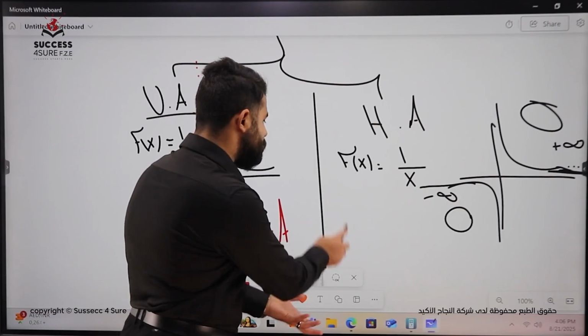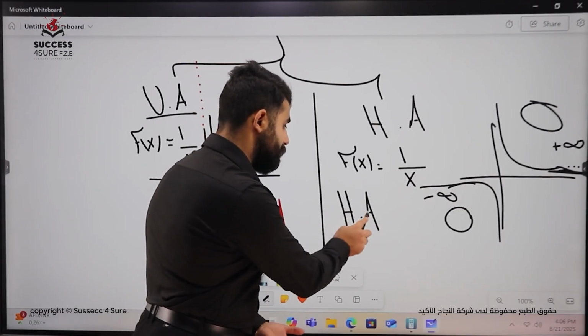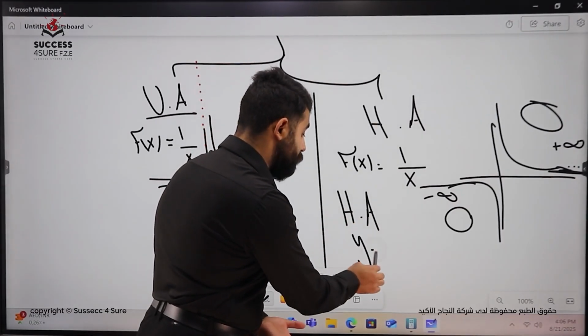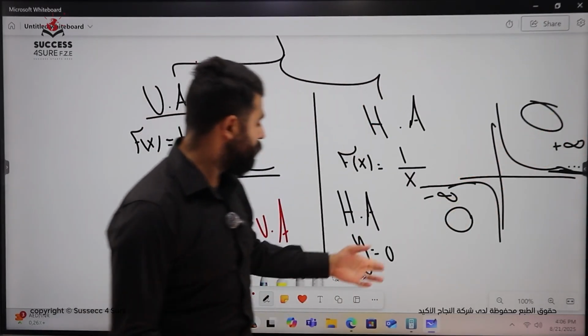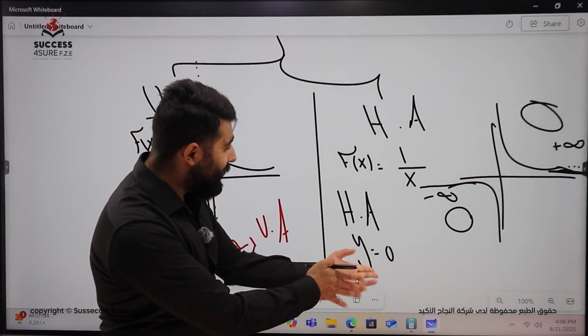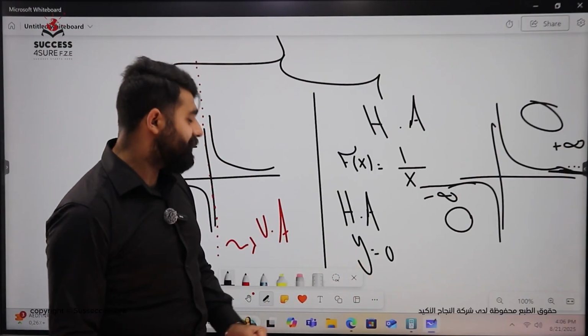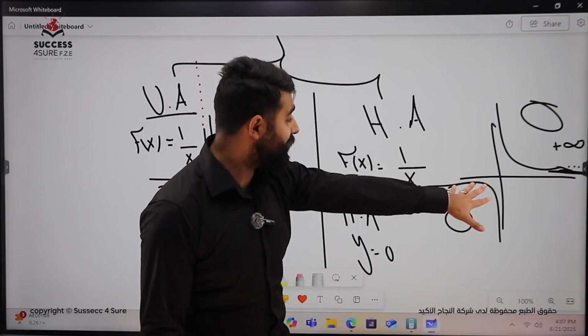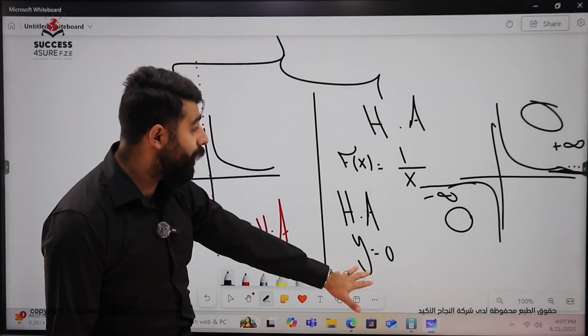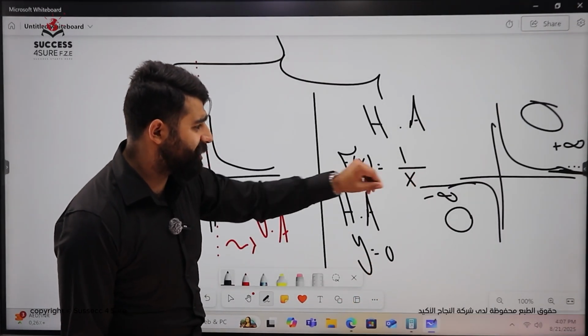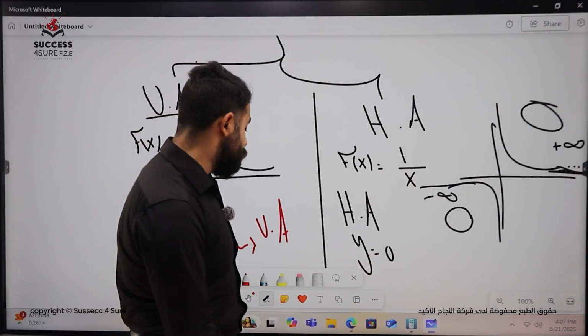So what is the horizontal asymptote? It is y equals 0, okay? So when x is getting greater and greater, y approaches the x-axis, which means y equals 0. And when x is getting smaller and smaller, y also approaches the x-axis, which means y equals 0.